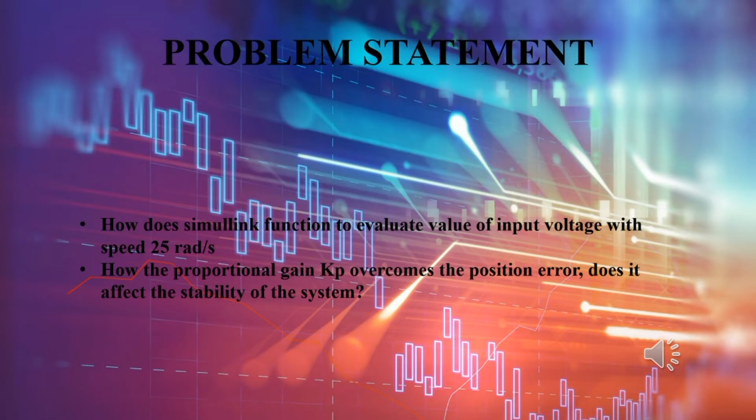Next, we go to the problem statement of our project. First, how to use the Simulink function to evaluate the value of input voltage with a speed of 25 rad per second. Second, how does the proportional gain overcome the position error? Does it affect the stability of the system?